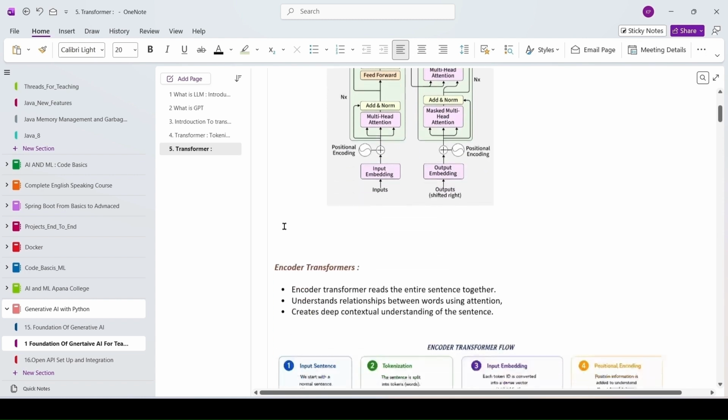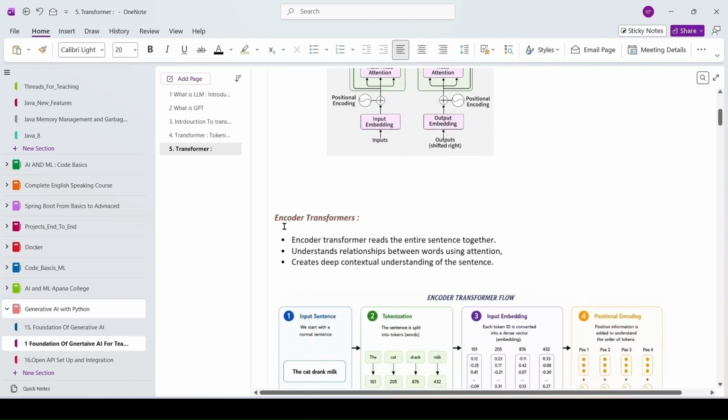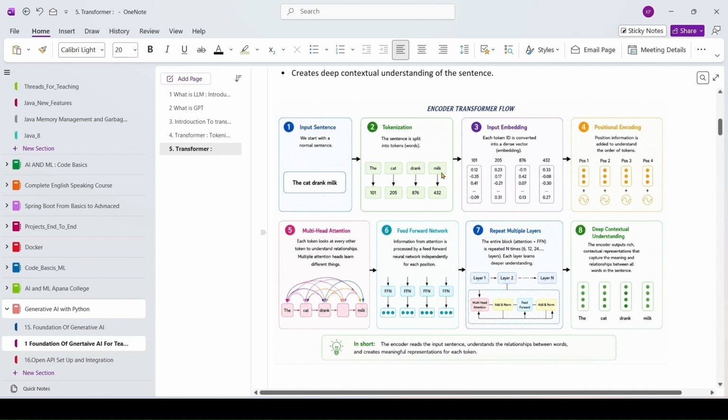At the high level, the encoder transformer reads the user input, understands the relationship between the words, and creates a contextual representation of the sentence. The decoder uses the understanding to generate the output text token by token. Today we will first focus on the encoder transformer, then we will move on to the decoder transformer. So these are the steps involved in the encoder transformer flow. We will go through these steps one by one.